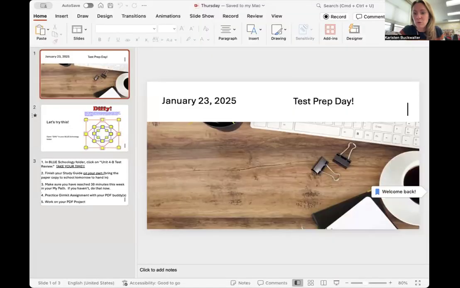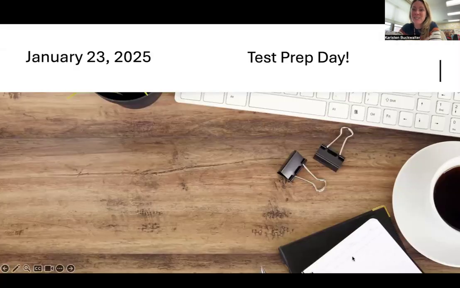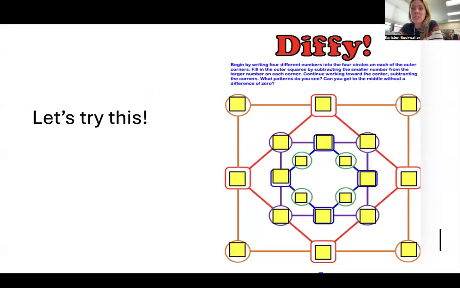So let me share my screen with you here. Woohoo! Prep day. The first thing I wanted to do, this is kind of fun. I want to play Diffie with us. I'm going to play it once with you, and then you're going to do it with your seat buddy. And this is really interesting. To get the game started, you need to pick 4 different 2-digit numbers. You can pick any 2-digit numbers, and I'm just going to pick randomly. Maybe I'll pick the number 23, and you have to write them into the 4 corners.